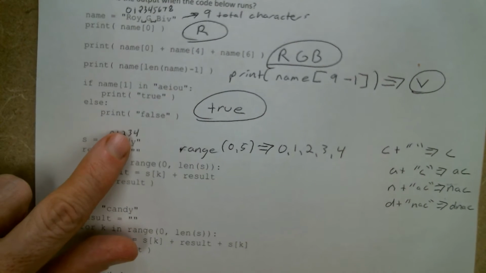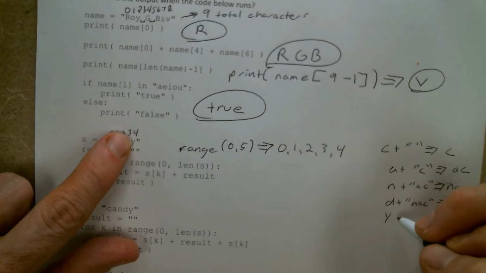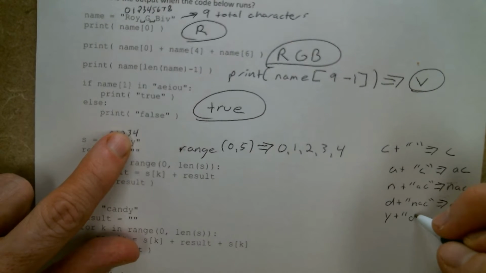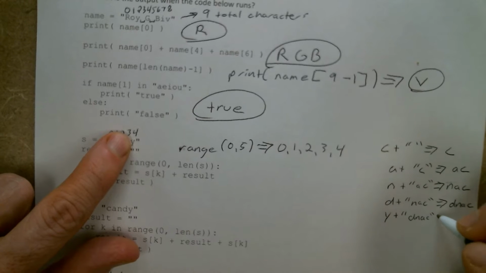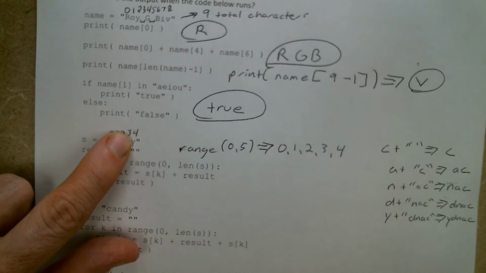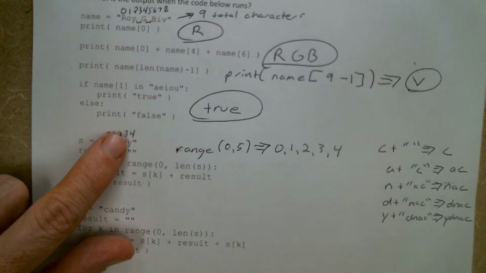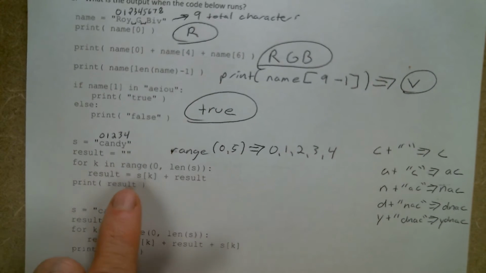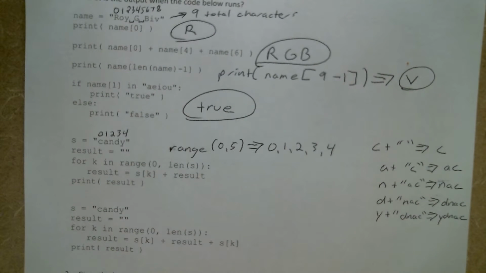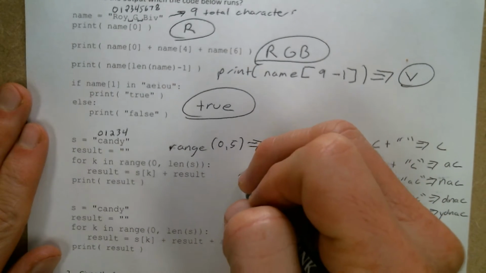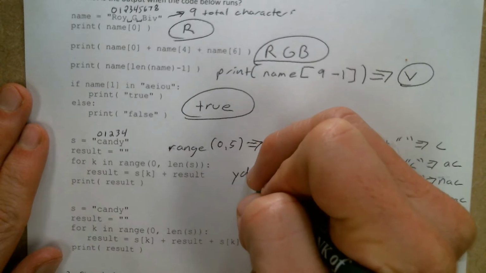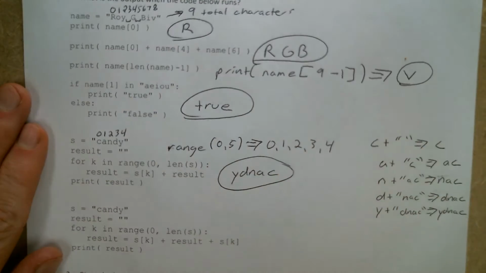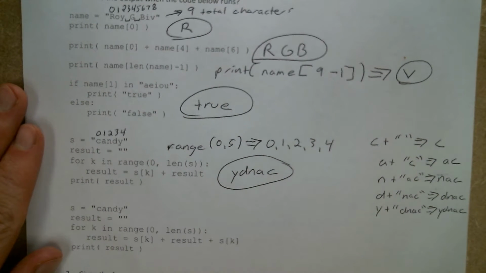And then last but not least, we're going to get to the end of the loop, which is going to be Y plus the result, which we now know is DNAC. So at the end, we're going to get YDNAC, or basically candy backwards. By flipping this and doing S of K plus result instead of result plus S of K, it just reverses the string on us, and we end up with candy backwards. So that would be our end result for that one.